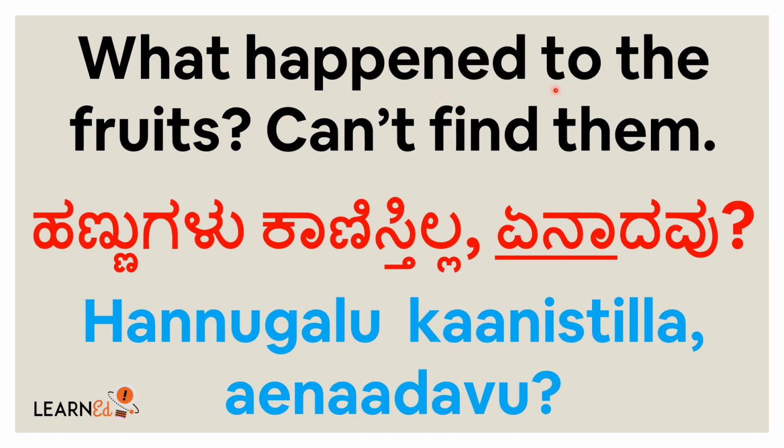What happened to the fruits? Can't find them. Hannugalu kanistilla. Yenadavu. Hannugalu kanistilla. I have kept the fruits here. Now I can't find them. What happened to them? Yenadavu. What happened to them? U is the plural form. Yenadavu.